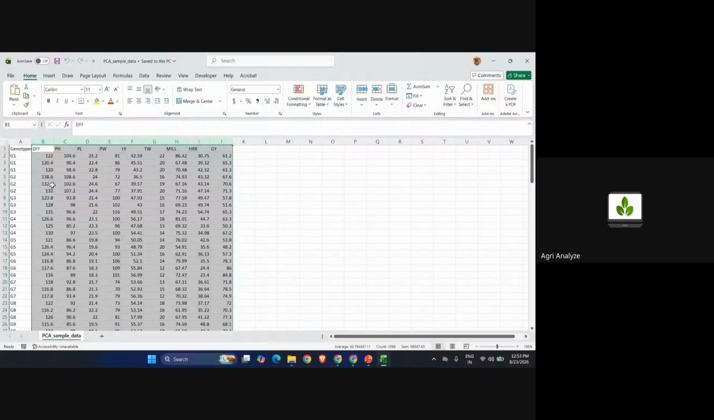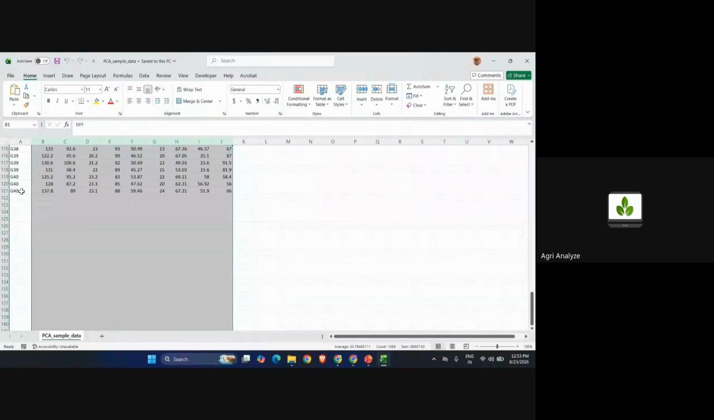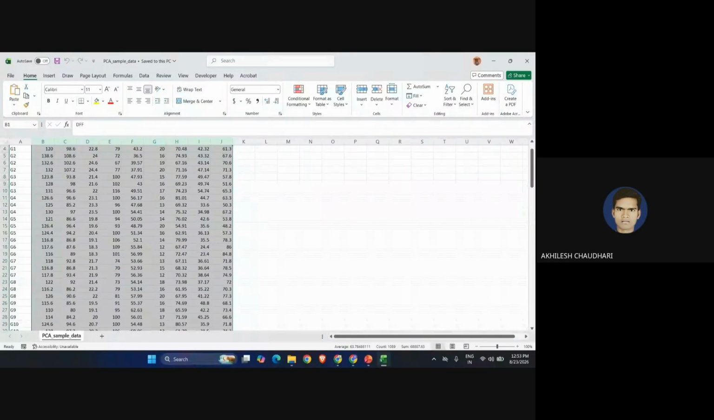Okay. So we have 9 characters or 9 traits of our genotypes. We have 40 genotypes. Okay. We have 40 genotypes with what, ma'am?